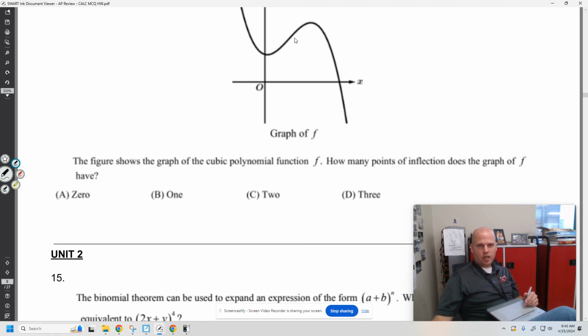Cubic, concave up, concave down, 1 point of inflection. Peace.